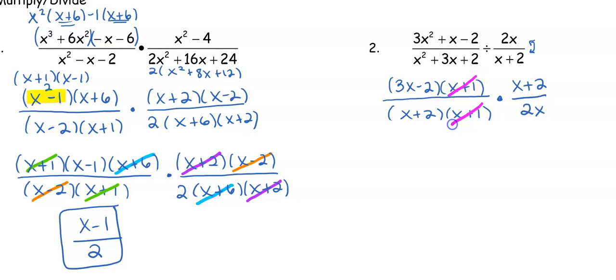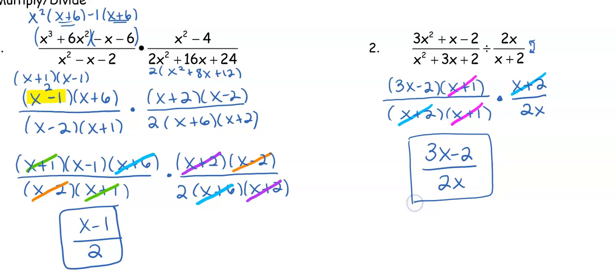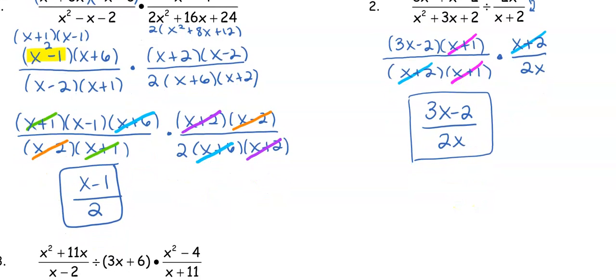I've got an x plus 1 and x plus 1, x plus 2, x plus 2. That's all I can do. So I've got a 3x minus 2 in the numerator, and I just have the 2x left in the denominator. Final answer. Don't forget, these x's do not cancel. You have to cancel the entire expression at a time, unless it's part of the GCF.